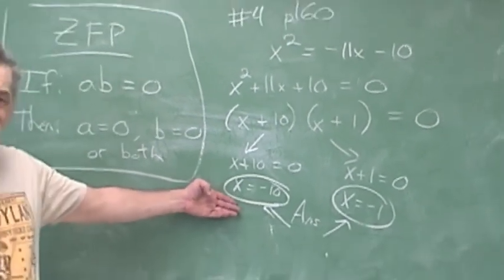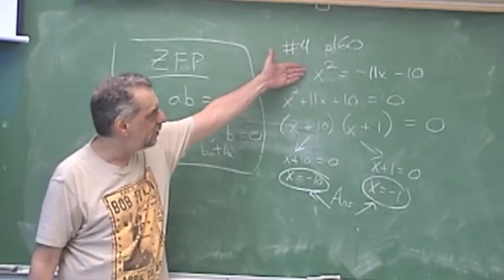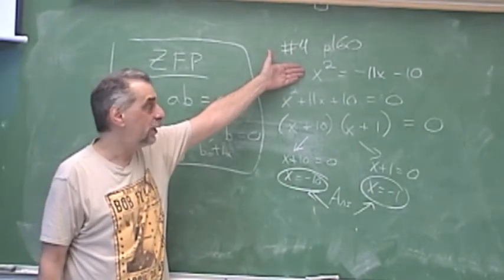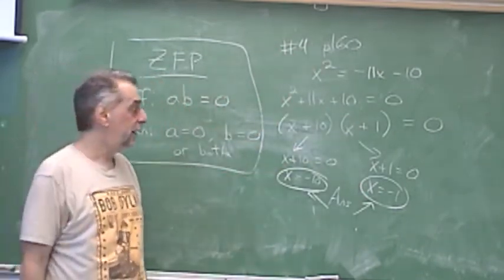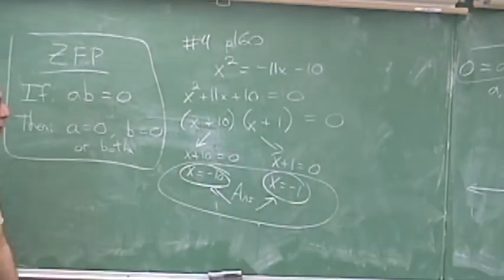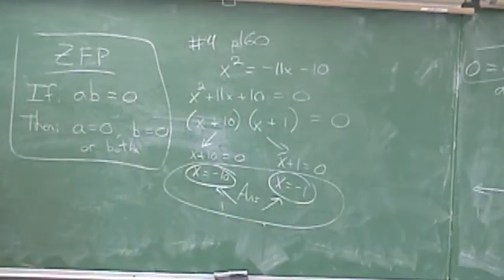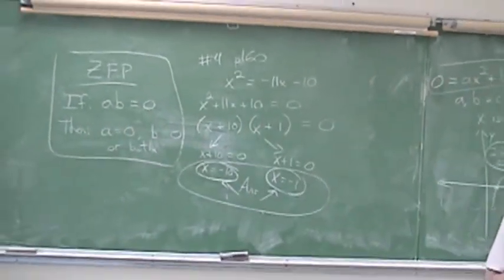And you can always check these answers. I'll leave that for you to do as practice. If you plug this negative 10 back into this equation, you should get a true statement. If you plug negative 1 into that equation, you should also get a true statement. So circle and label your answers, which is always a good habit to get into. All right, so that's the zero factor property.